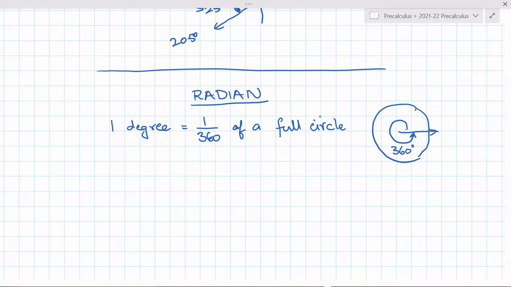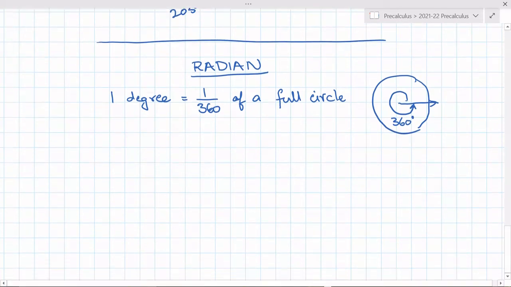The reason we study radians is it makes things simpler for some of the more advanced stuff like calculus and other things that we learn later. That's why from calculus onwards, typically we work with radians. So let's figure out what the radian is.